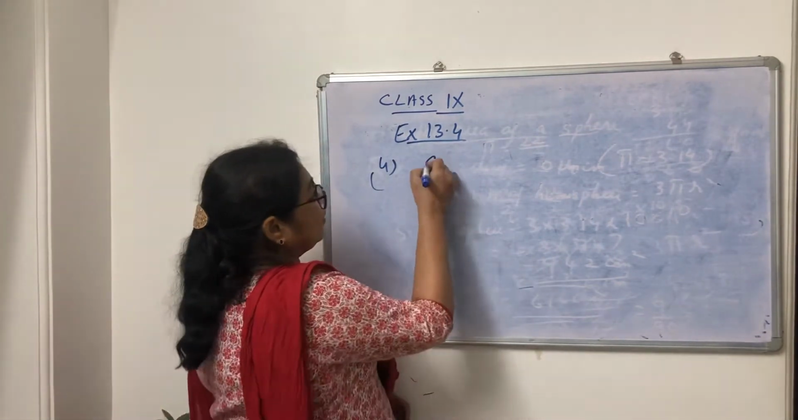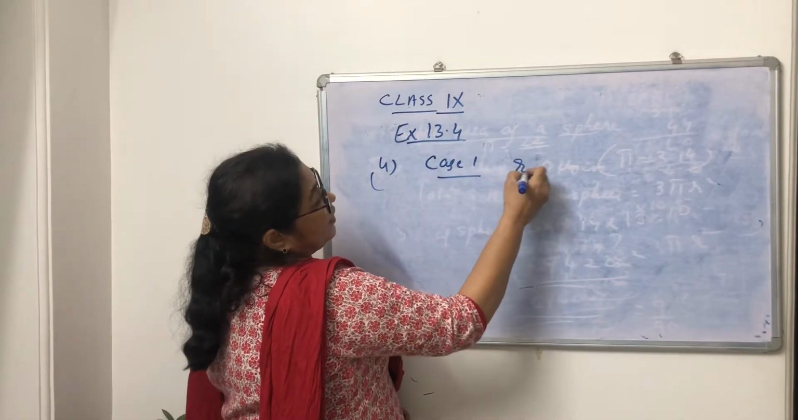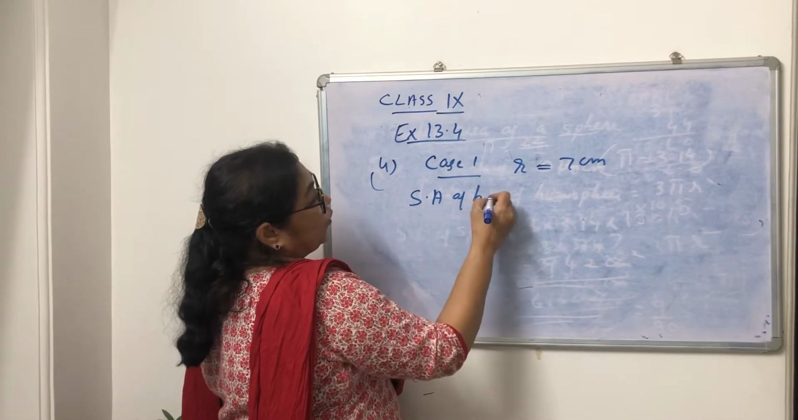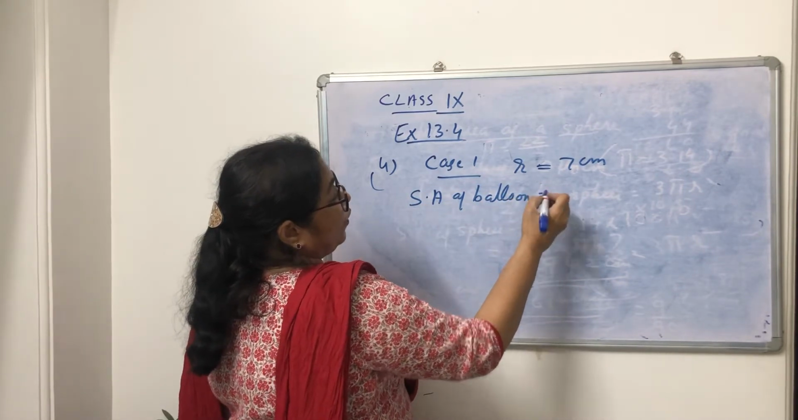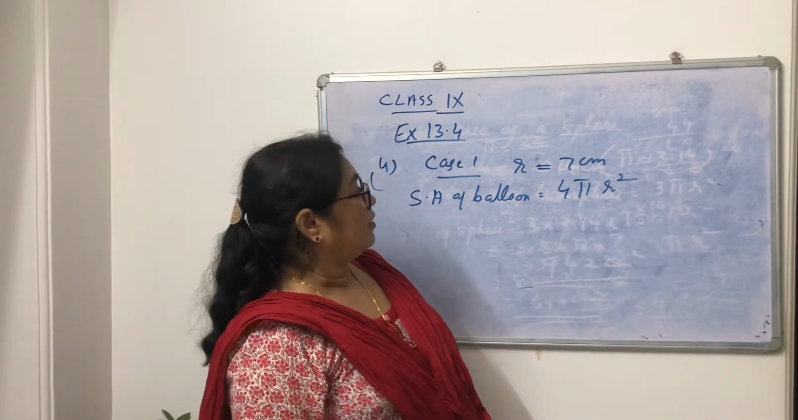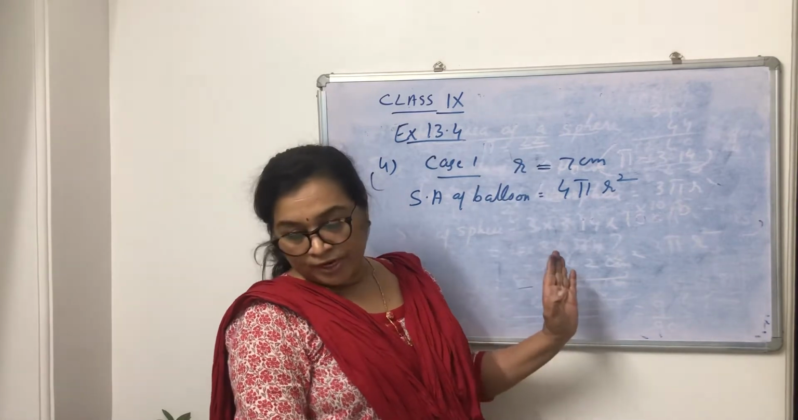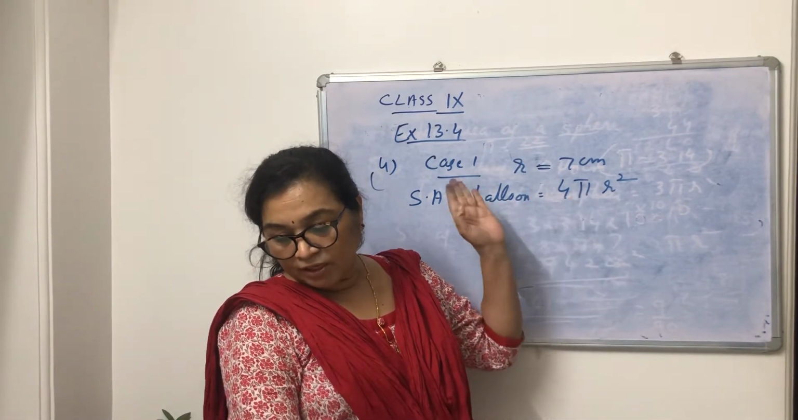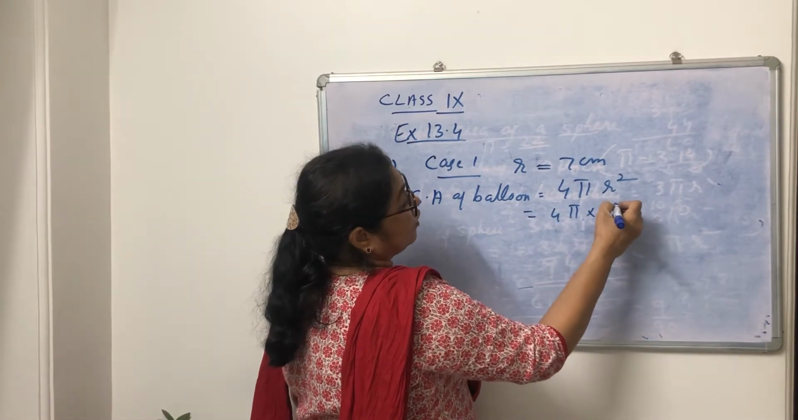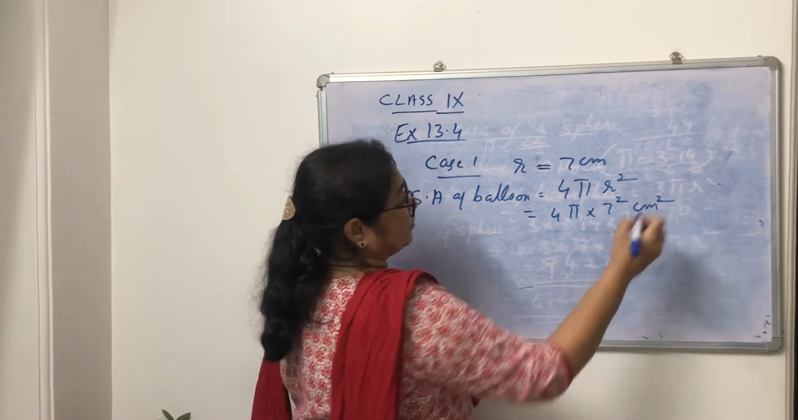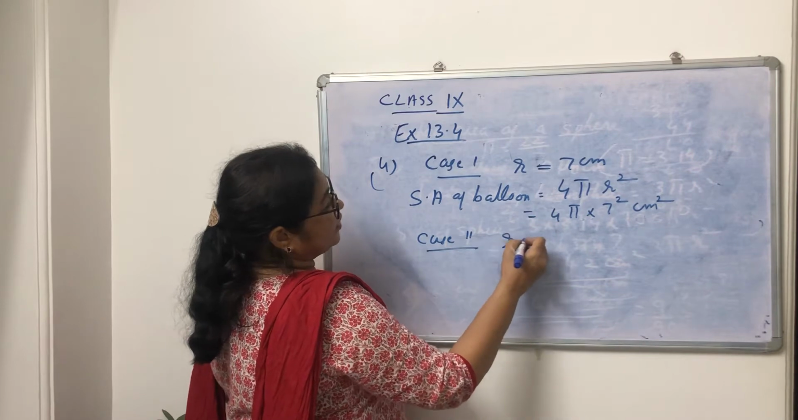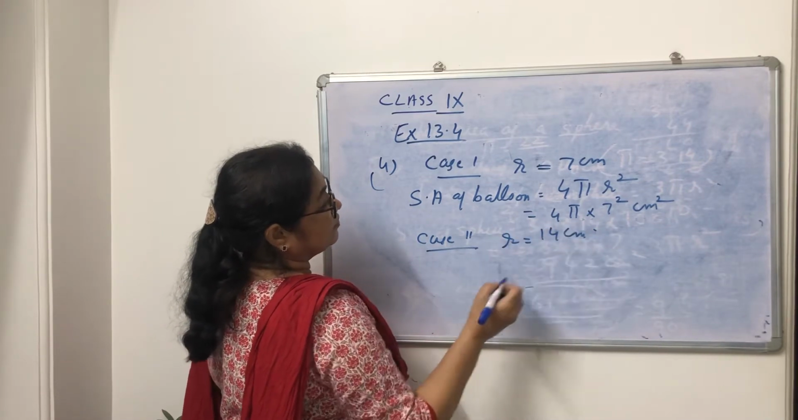So case 1, the radius is 7 centimeter. Surface area of balloon is 4 pi r squared. So we are going to find out the ratio, so I am not going to multiply with the 4 pi. So here 4 pi into 7 squared centimeter squared. Then case 2, the radius is 14 centimeter.